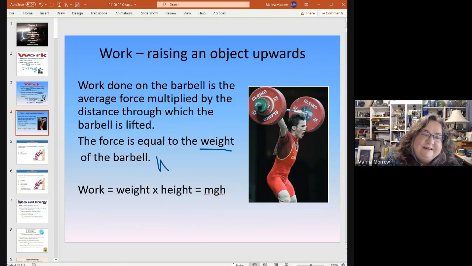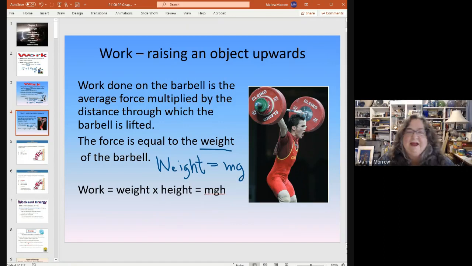So the weight of the barbell, remember, would be mg. And here we have to be careful because now we've got a lot of W's running around. We've got weight and we've got work. And in this case, I'm talking about weight. So that's often why this book spells things out. Weight is going to be mg. And so in this case, that would be 100 kilograms times 10 meters per second squared. So we're going to get 100 times 10, which is going to be 1,000 newtons.